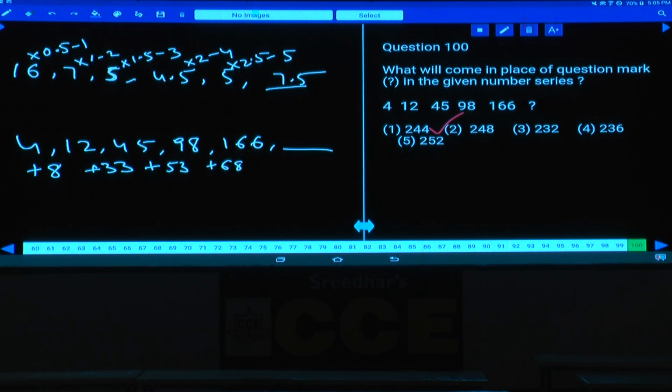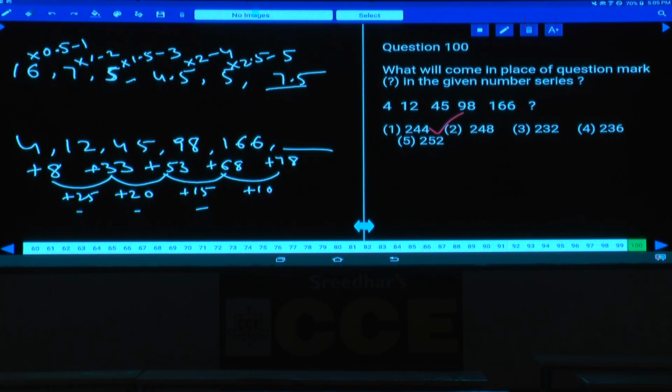Then check out the relation among these numbers. 8 and 33 can be written as 8 into how much? 8 into 25, 25 plus 8, and here the difference is 20. Here the difference between these two is how much? Yes, what is the difference here? 15. 25, 20, 15, and the next difference must be how much? 10. 68 plus 10 is how much?